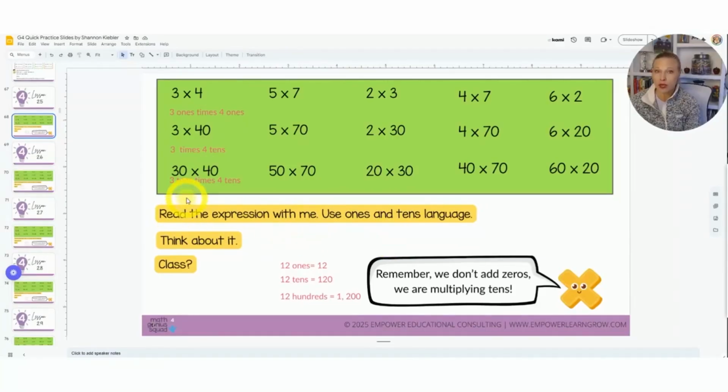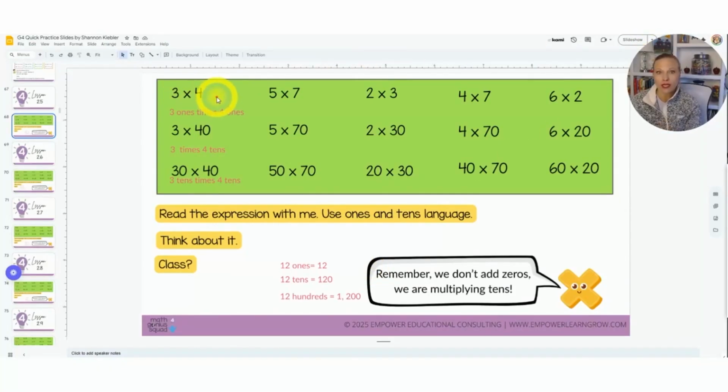Read the expression with me, use 1s and 10s language. 3 1s times 4 1s. Think about it. Class, and the whole class would say 12 1s equals 12. 3 1s times 4 10s. Think about it. Class, 12 10s equals 120. 3 10s times 4 10s. Think about it. Class, 12 hundreds equals 1,200.